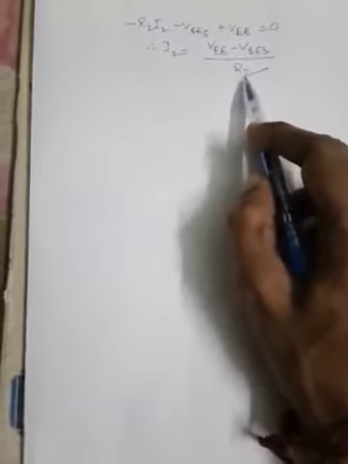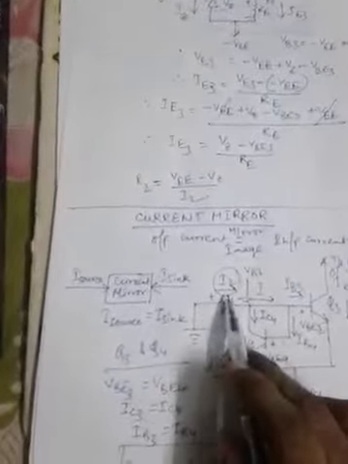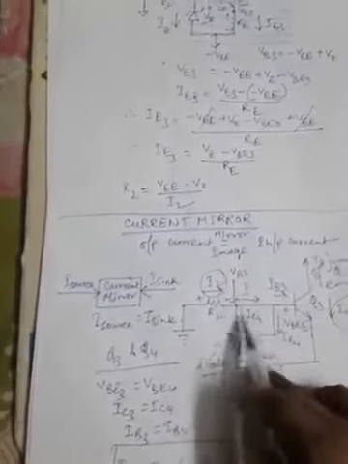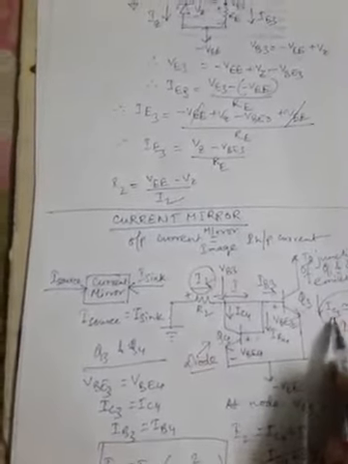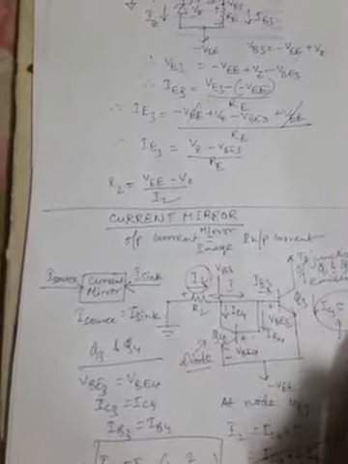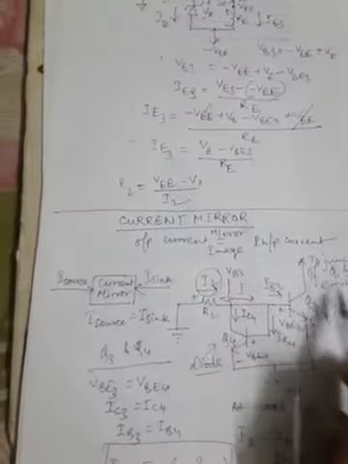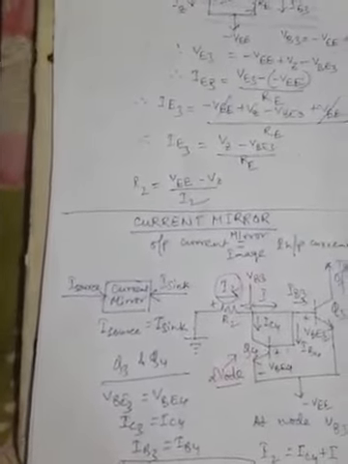So by proper choice of R2, because VEE and VBE will be given and known to us, we can find the value of I2. Once in this circuit I2 is set up at the proper value, it should gradually be made equal to the collector current of Q3. So once IC3 is equal to I2, we can say that this circuit will be working as a current mirror circuit.